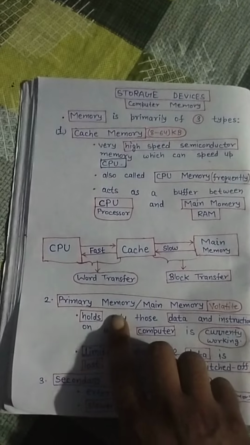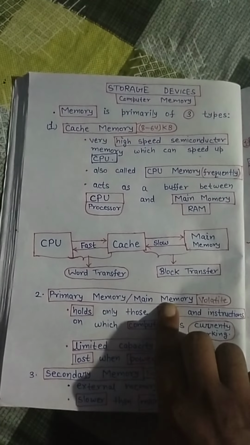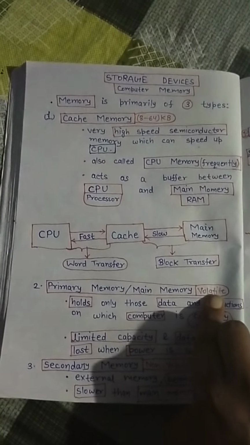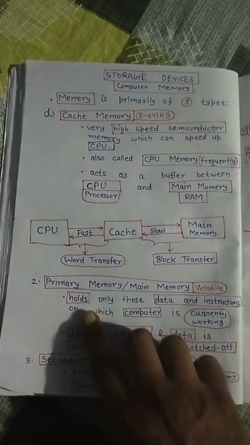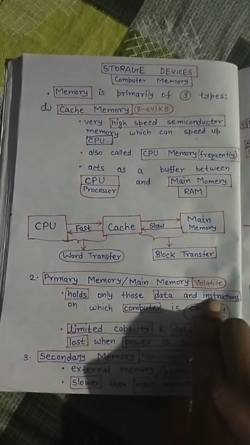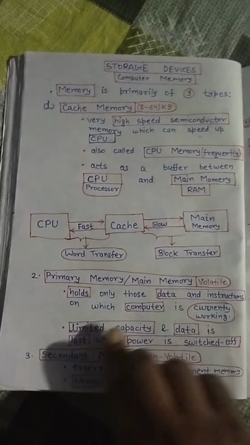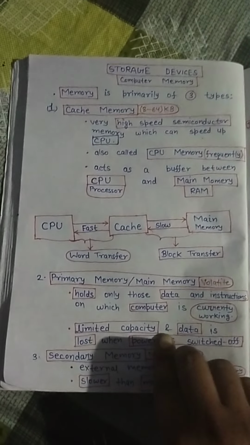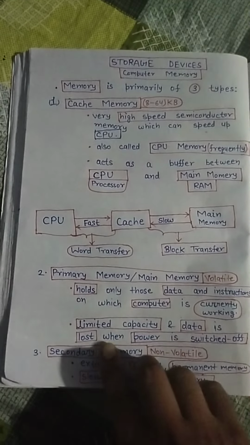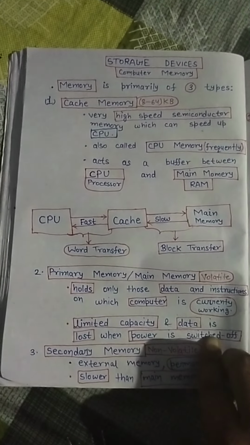Second, primary memory or main memory. It is volatile in nature. It holds only those data and instructions on which the computer is currently working. It has limited capacity and data is lost when power is switched off.